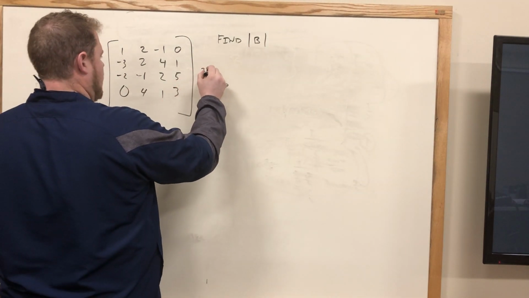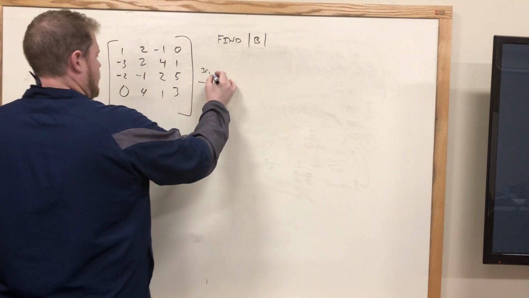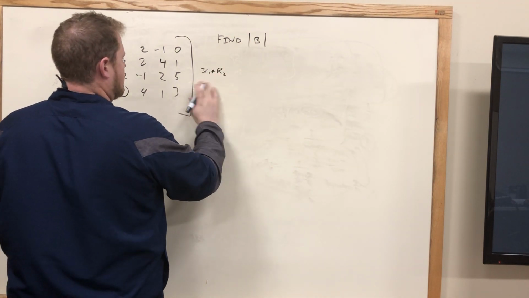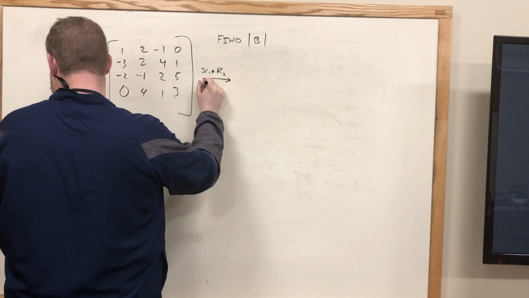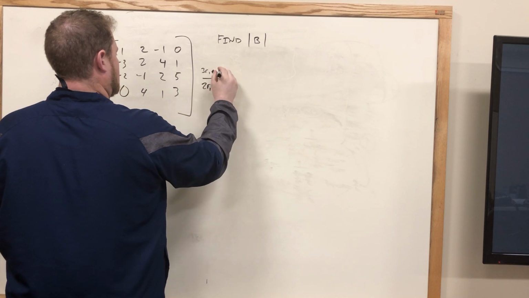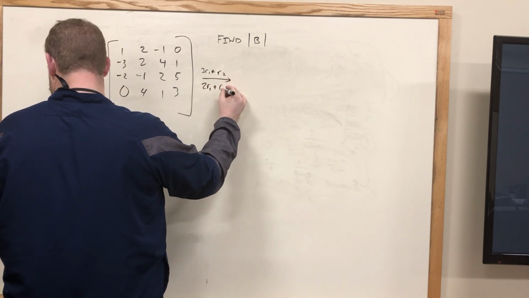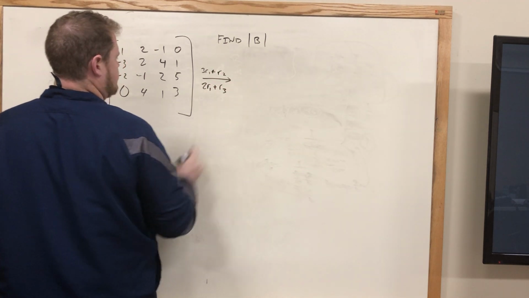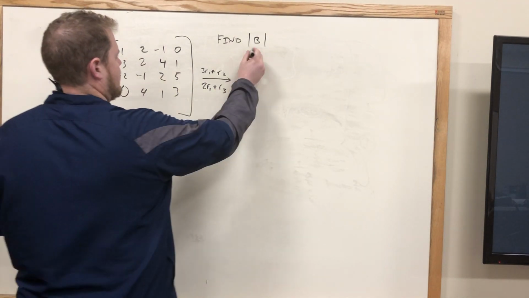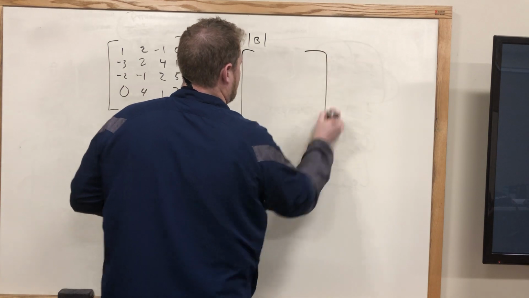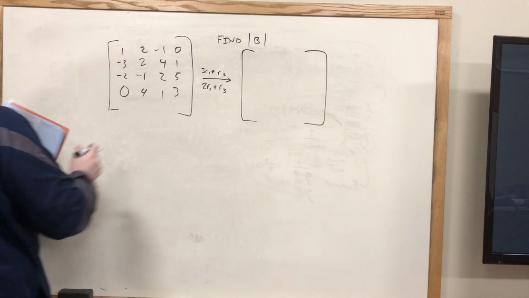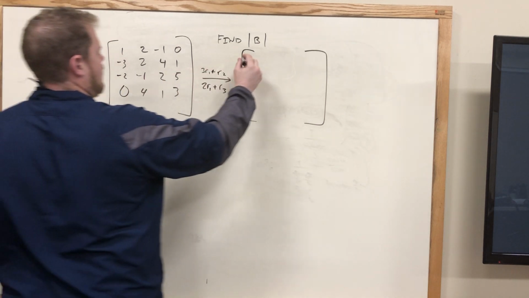So 3R1 plus R2 and 2R1 plus R3. Okay, so let's do that math and see what we get. So 3R1. All right, so obviously R1 stays the same.